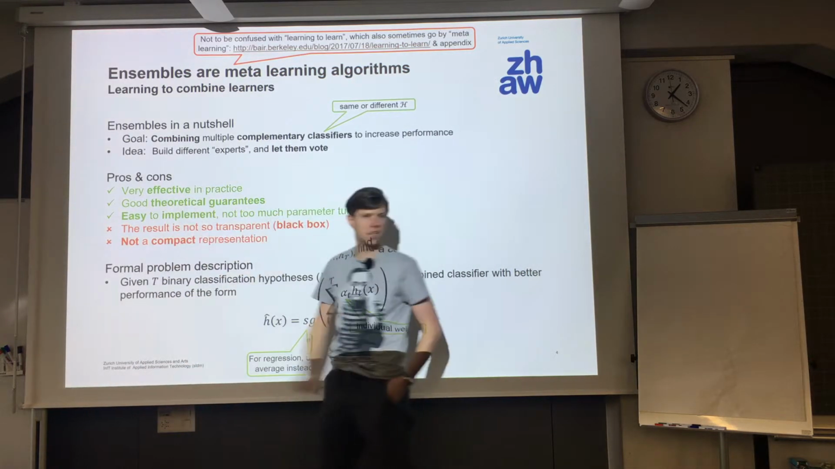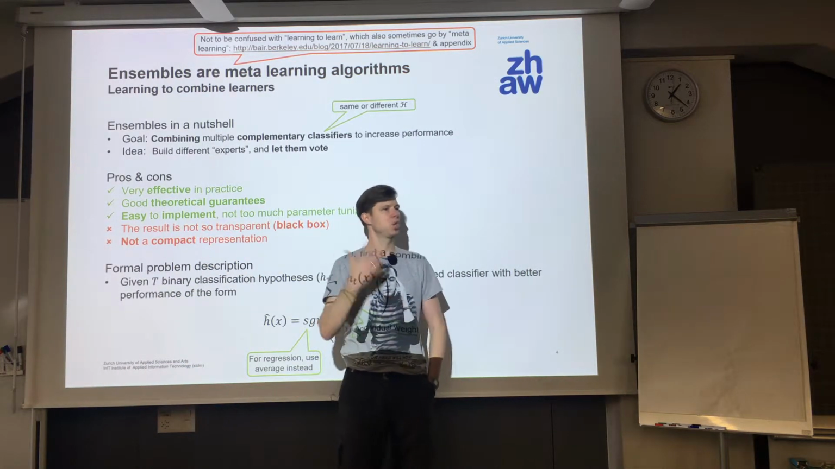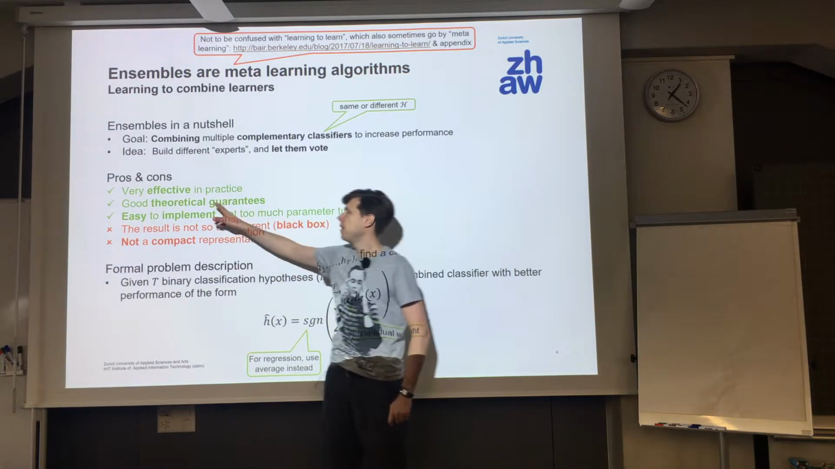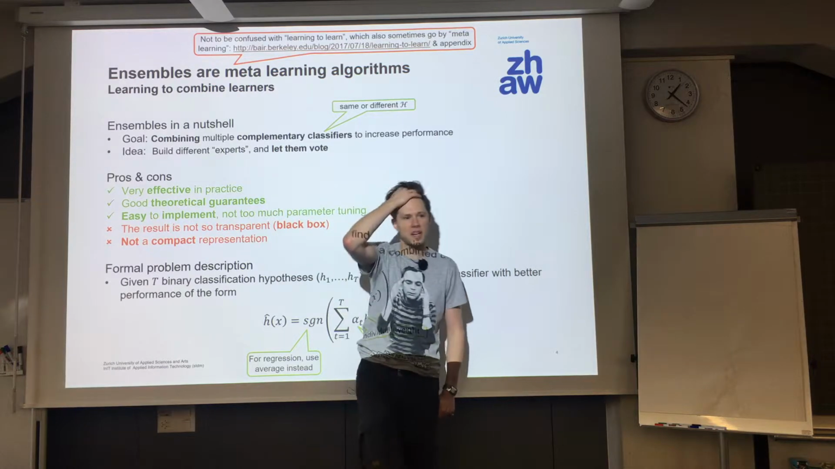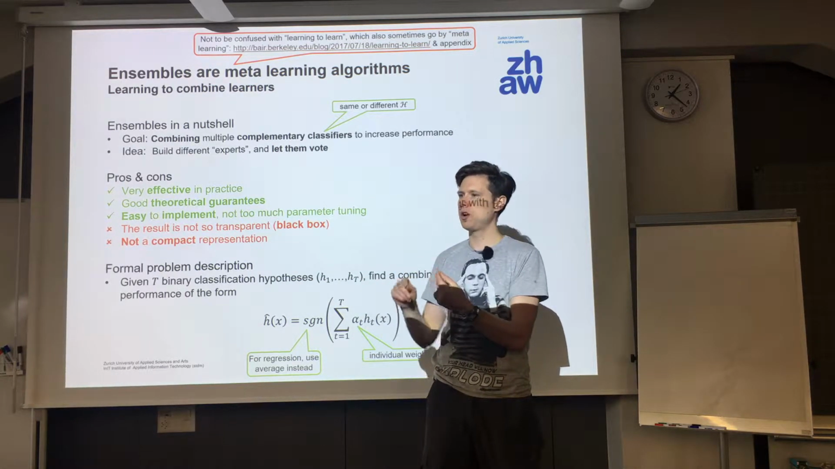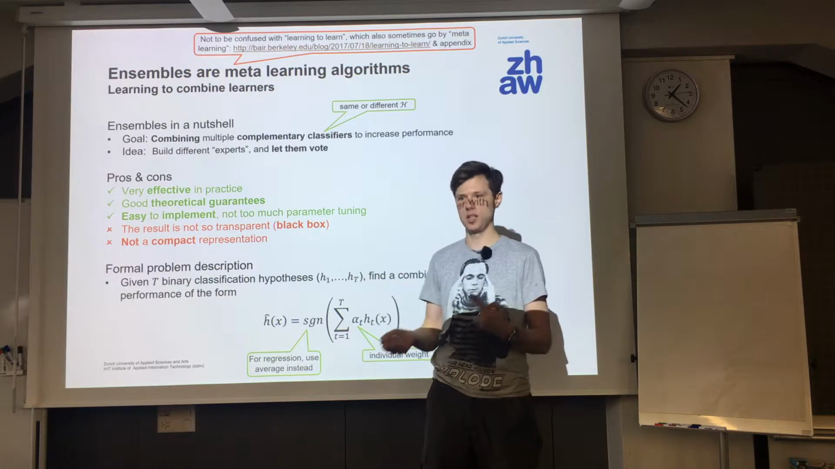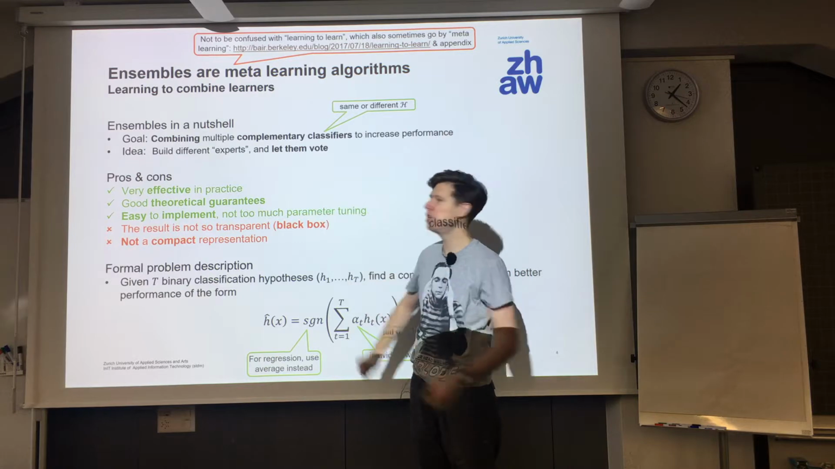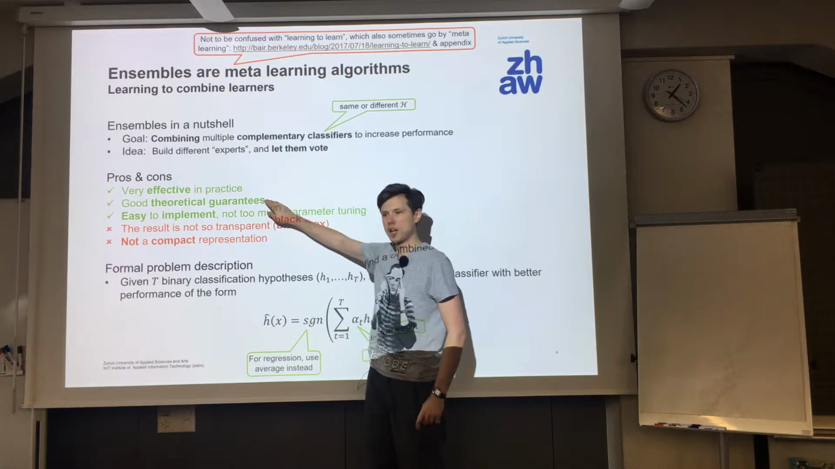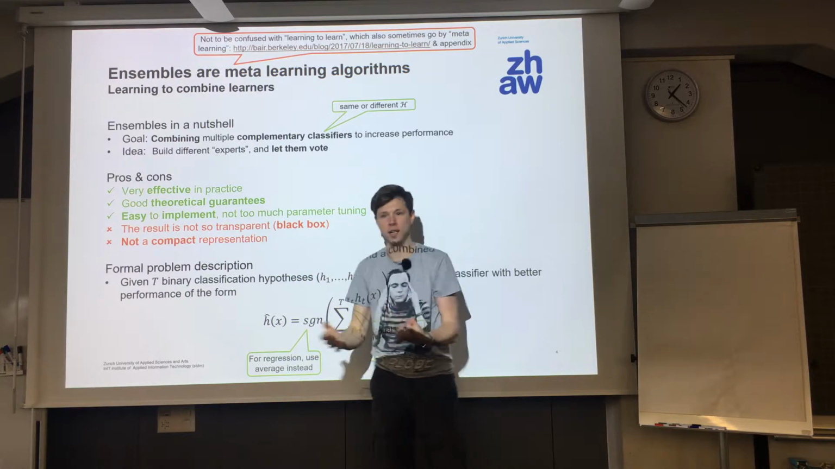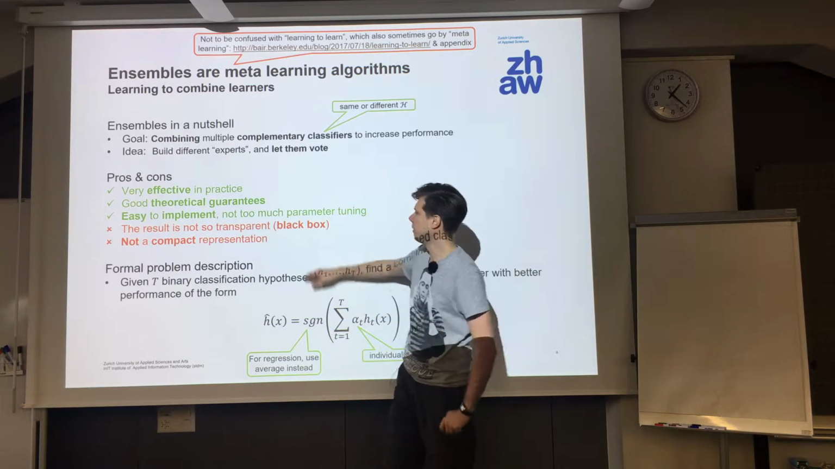What are the pros and cons? It is very effective in practice. It actually just gets better with everything you add, as long as they are complementary. There are a lot of papers from the 90s about theoretical work, why it is better and how much better actually it is. So there are upper and lower bounds on what you can achieve with an ensemble, and these theoretical guarantees are actually really good. So it's not just practically good, there's reasoning behind that.